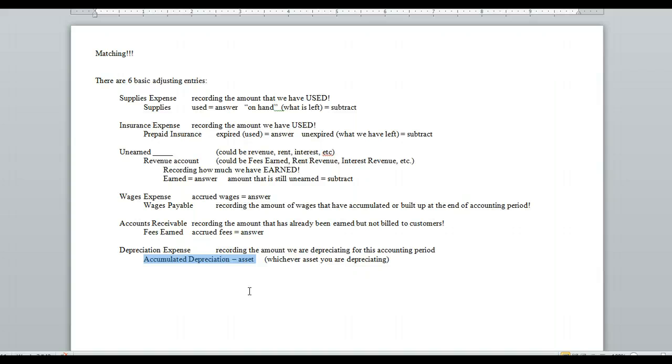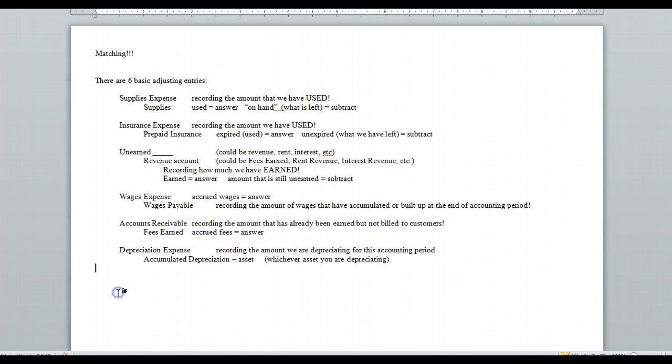So it's listed with your assets, but it's a contra account. Contra accounts have the opposite balance of the normal. So normal assets have a debit balance. A contra asset would have a credit balance. So accumulated depreciation is a contra asset. So it's going to be increased by a credit and have a normal balance of a credit.